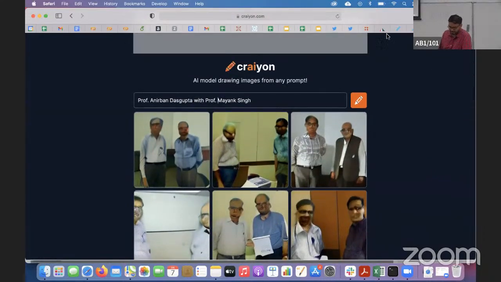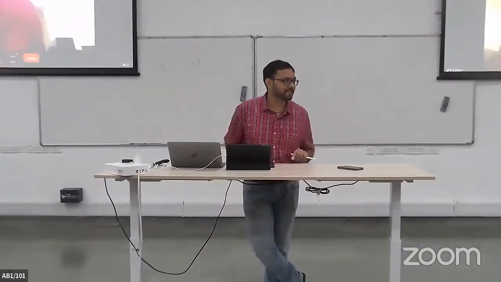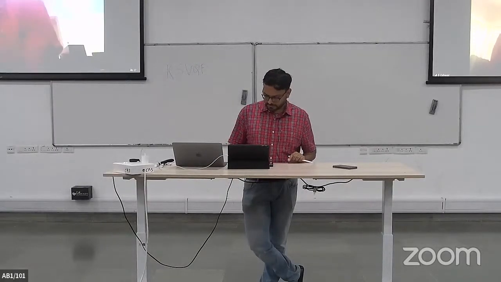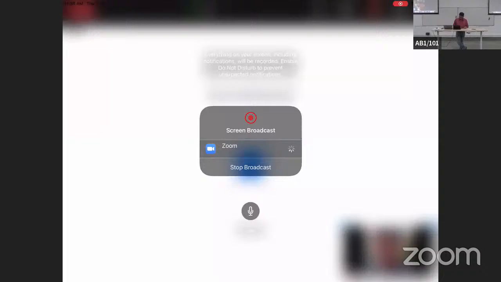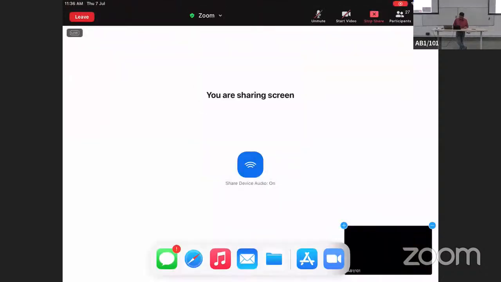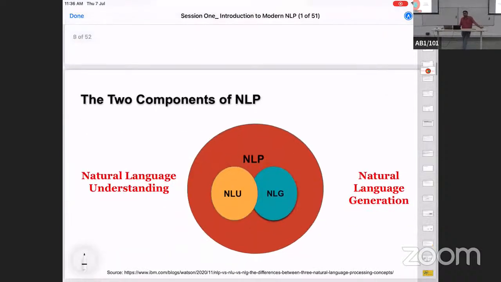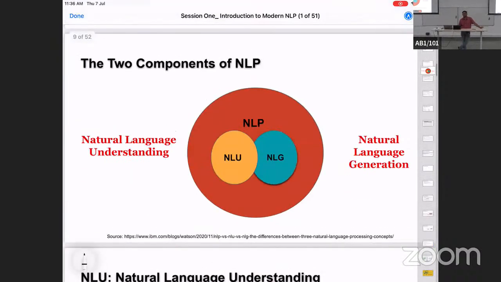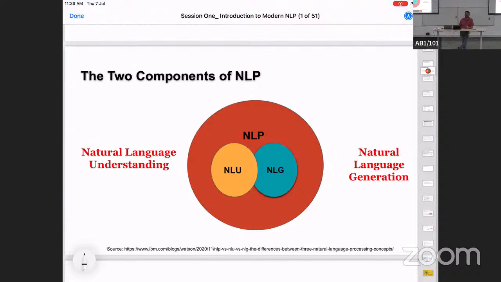So these are the real systems, the real state of the art systems for which you are seeing these outputs. Okay, great. Now let us go a bit deeper into natural language processing.